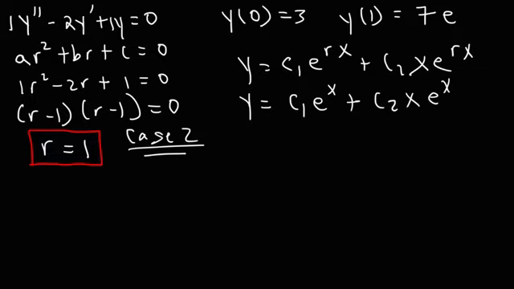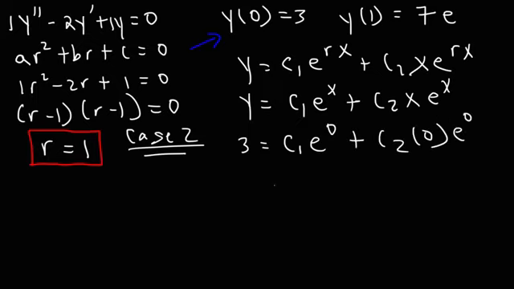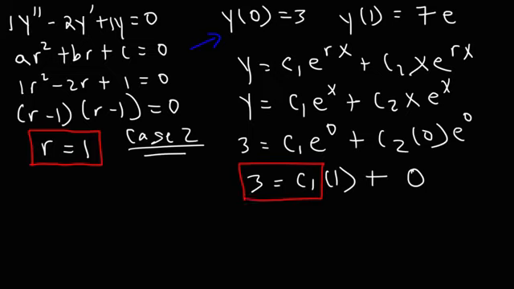Now, our goal is to solve for c1 and c2 using those 2 points. So let's start with the first one. Let's replace y with 3 and x with 0. So we're going to have this. E to the 0 is 1, and 0 times e to the 0 times c2 is just 0. So we can see that c1 is equal to 3.